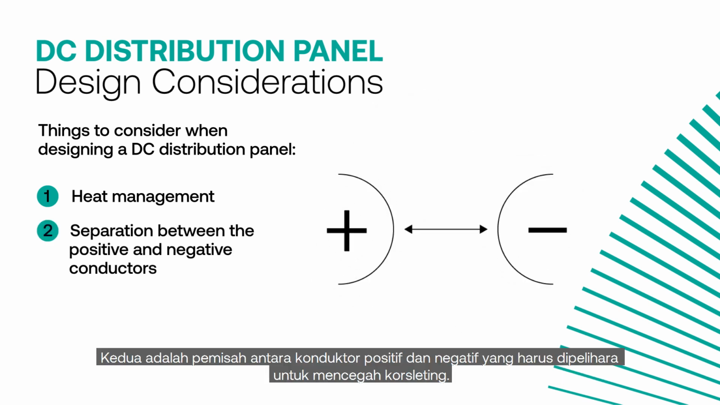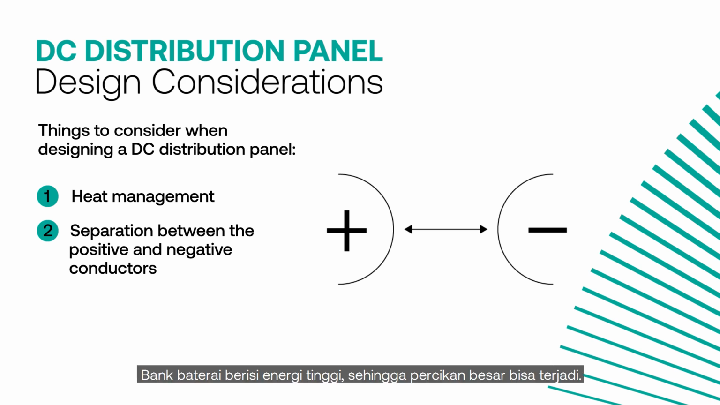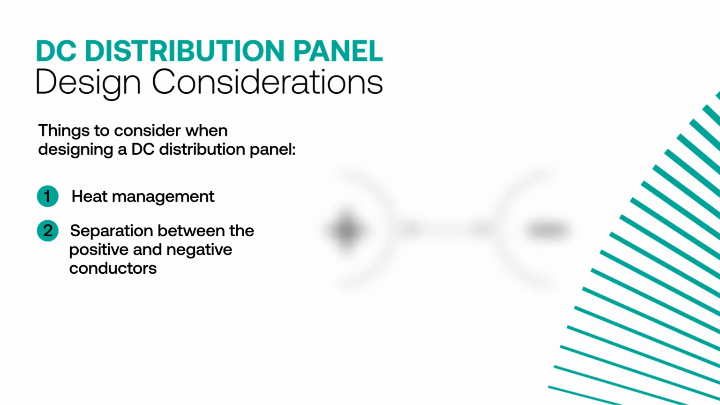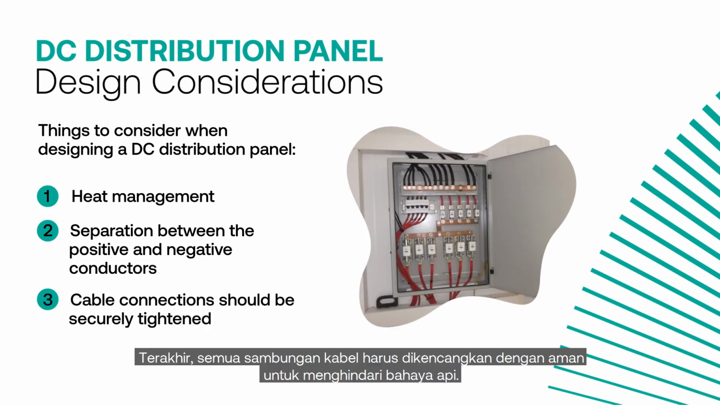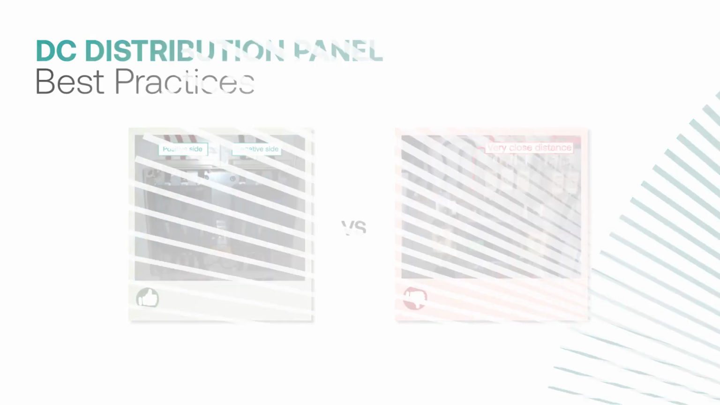Second, separation between the positive and negative conductors must be maintained to prevent accidental short circuit. The battery banks contain high energy content, hence significant spark may occur. Last but not least, all cable connections should be securely tightened to prevent fire hazards. Next, we will learn by looking in turn at good and bad examples and best practices of distribution panel installation.